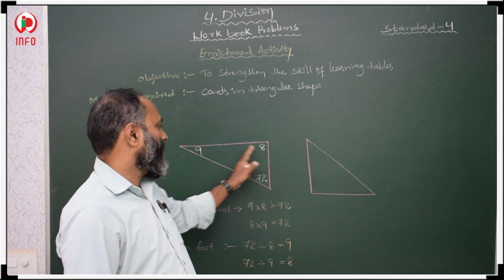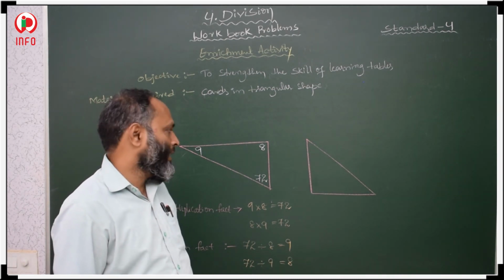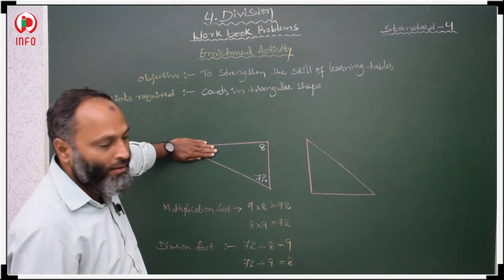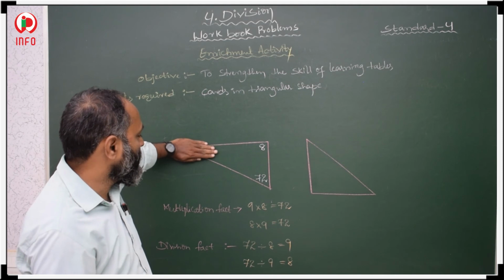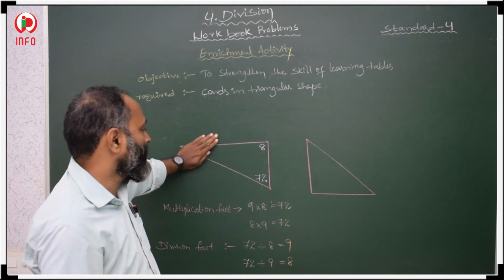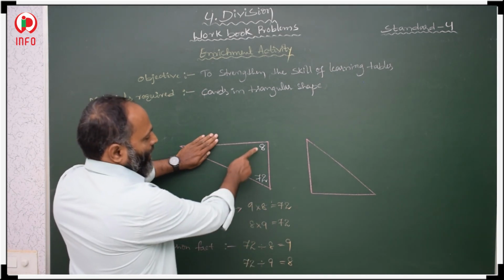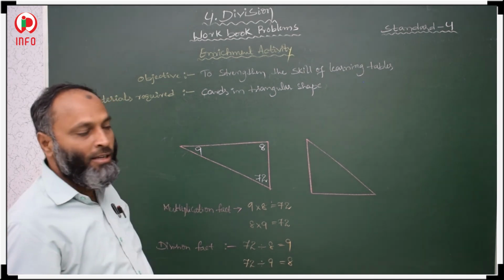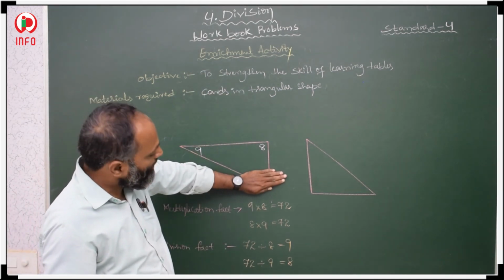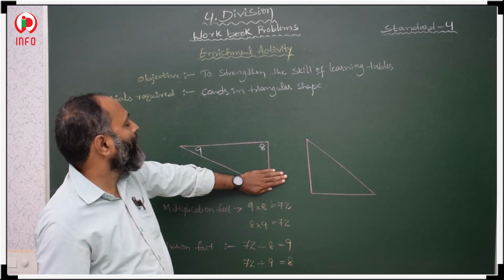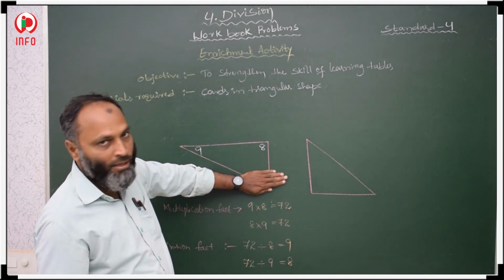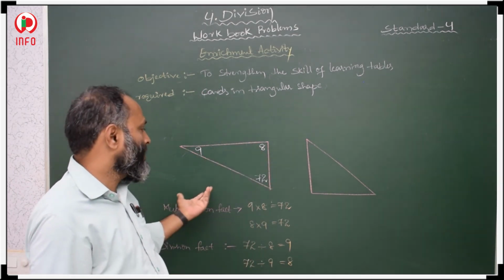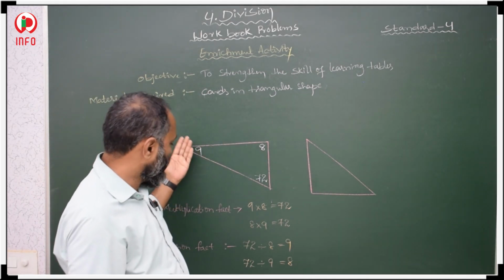Here 9 8s are 72. Suppose you close this corner and ask a friend to find it using the division fact. Check in the 8 table when you get 72: 8 9s are 72, so 9 should come here. Otherwise, you close this corner and ask your friend to apply the multiplication fact and find the product. Then 9 8s are 72, you will give the answer. In this way, in a puzzle way, you play this game.